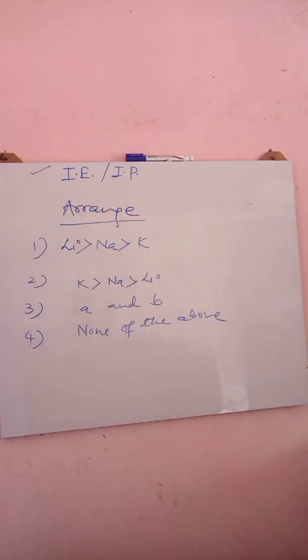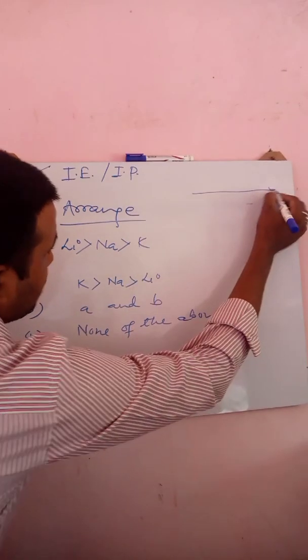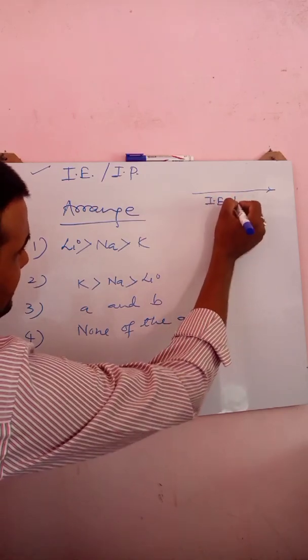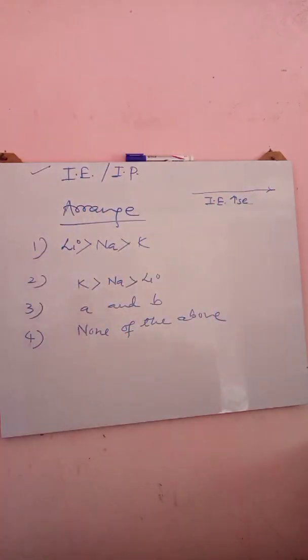We all know the trend of ionization enthalpy: when we move left to right in a period, ionization enthalpy increases. Why does it increase? Because ionization enthalpy is dependent on nuclear charge and atomic radius. The higher the nuclear charge, the higher the ionization enthalpy. The lower the size of an atom, the higher the ionization enthalpy.